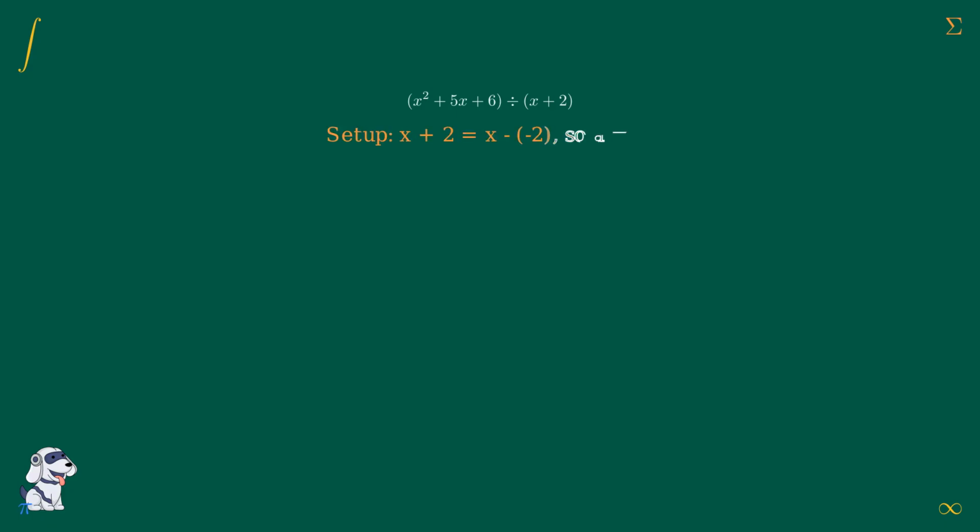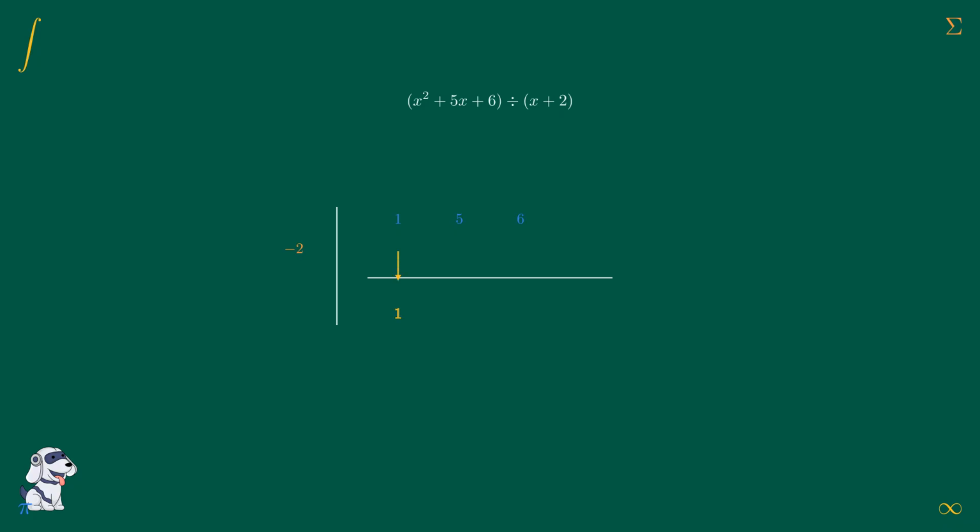For synthetic division, we first need to identify the value of a. Since we're dividing by x plus 2, we rewrite this as x minus negative 2. So a equals negative 2. Next, we write down the coefficients of the dividend polynomial. For x squared plus 5x plus 6, the coefficients are 1, 5, and 6. Now let's set up the synthetic division table. We place negative 2 on the left and the coefficients 1, 5, 6 across the top.